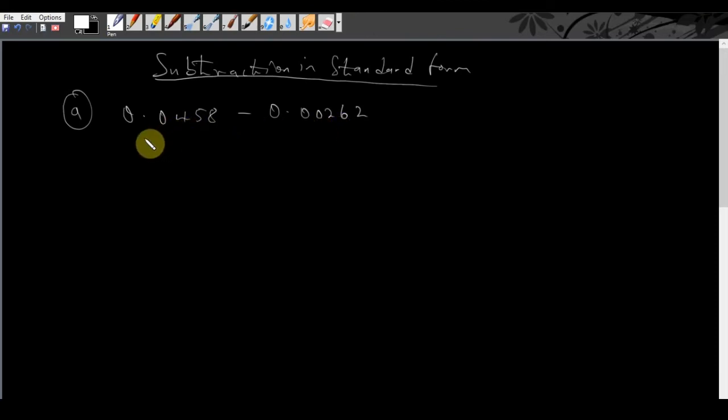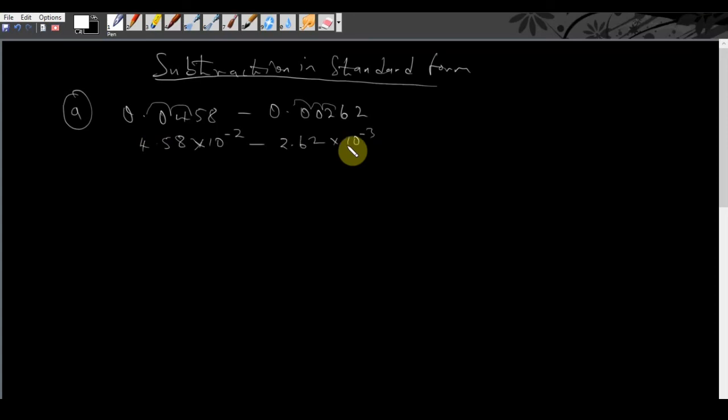Converting this to standard form gives us 4.58 times 10 to the power. What will be the power of this 10? From this 4, count toward the dot, which is 1, 2, negative 2. You went to the left side. This one again will be 2.62 times 10. Count again from this 2, it will be 1, 2, 3, which is minus 3.